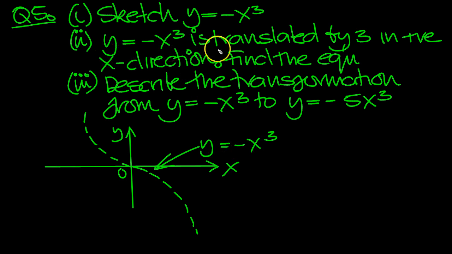Okay, so y equals minus x cubed is translated by 3 units in the positive x direction. So it's as though this curve moves there. So if this were y equals f of x then, and that's the 0 value, and that moves forward 3, so at 3, we would need to put it in here and get f of 0.